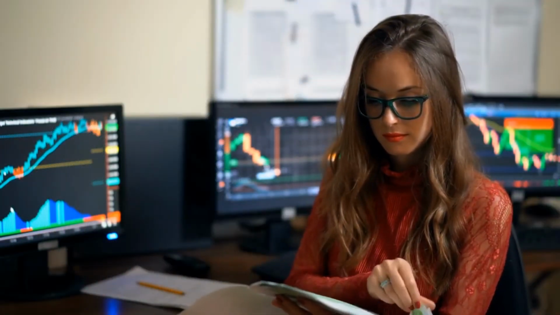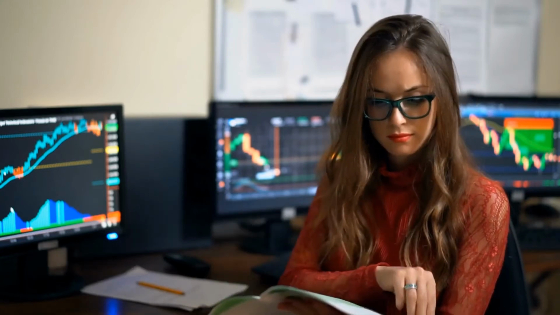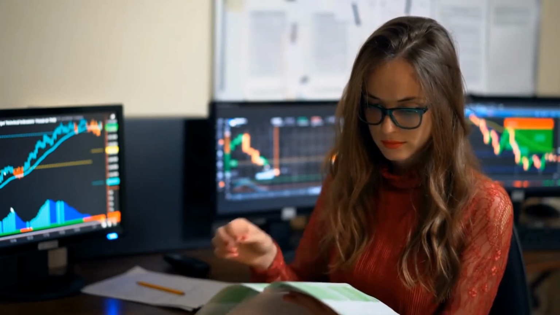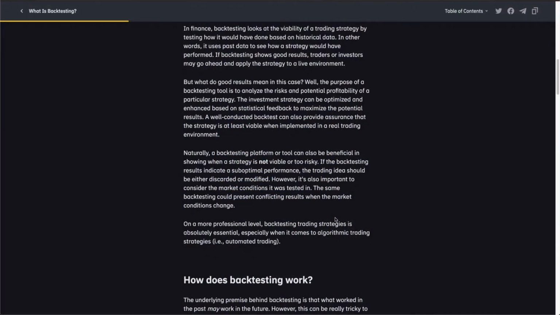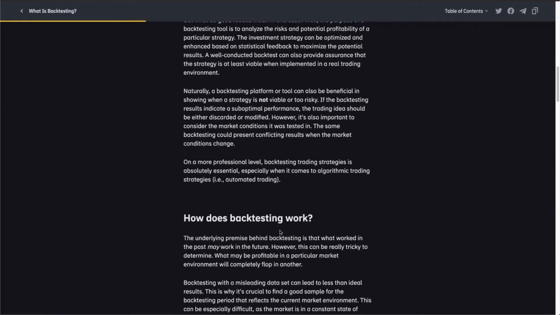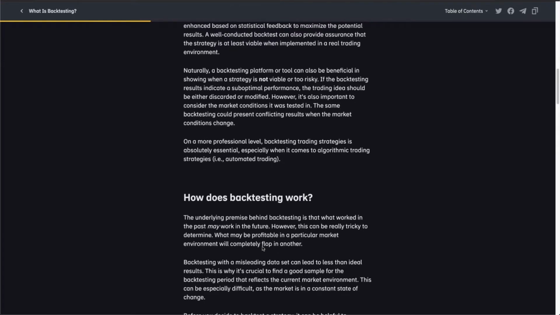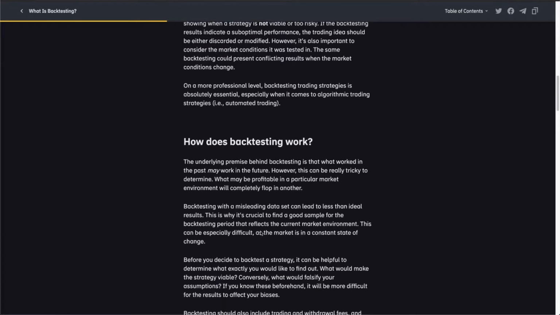Now, naturally, a backtesting platform or tool can also be pretty beneficial in showing when a strategy is not viable or too risky. If the backtesting results indicate a suboptimal performance, the trading idea should be either discarded or modified. However, it's also important to consider the market conditions it was tested in. The same backtesting could present conflicting results when the market conditions change. Now, on a more professional level, backtesting trading strategies is absolutely essential, especially when it comes to algorithmic trading strategies, i.e., automated trading. So, how does backtesting work?